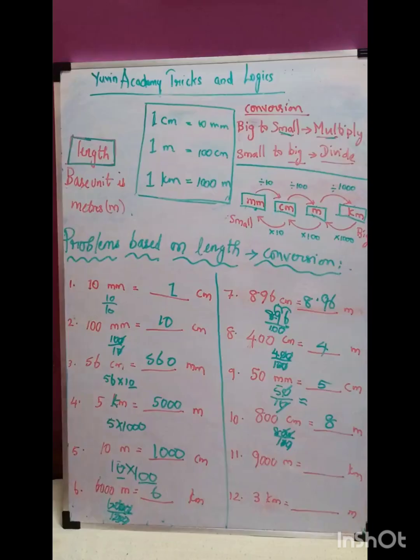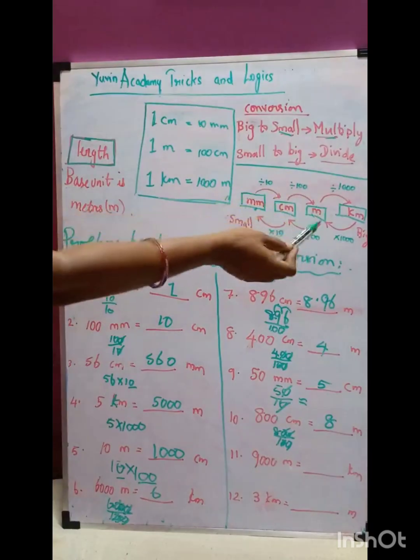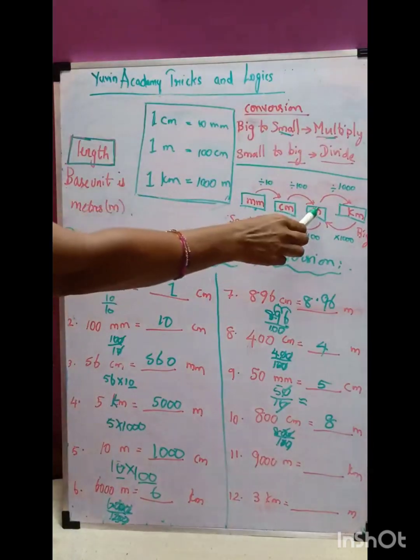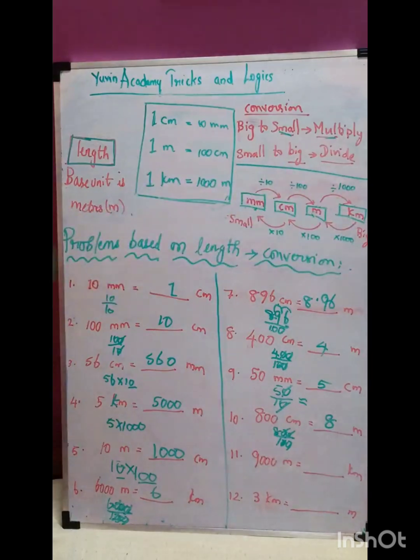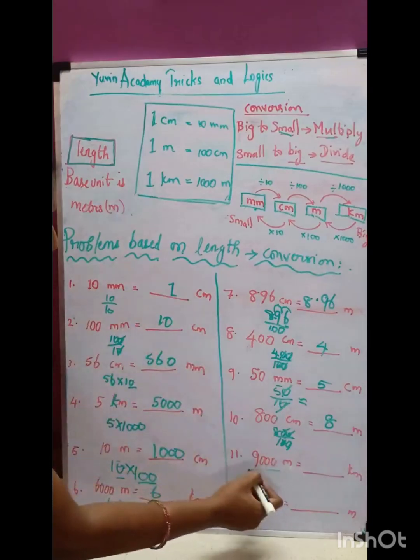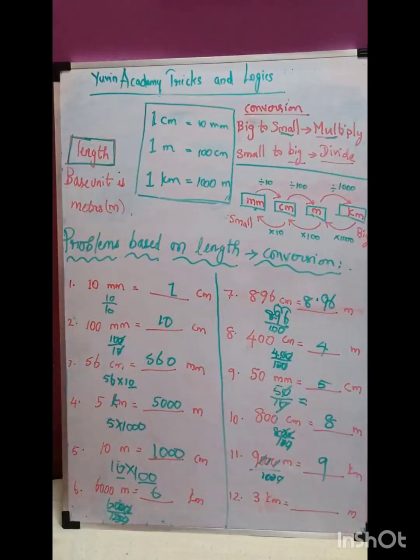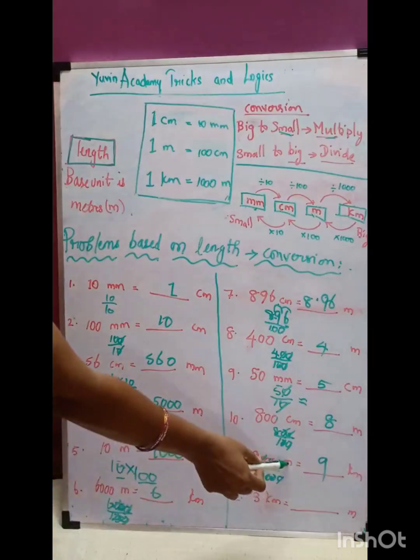The next one, 9000 meter to kilometer. Meter to kilometer means what? Divide by 1000. So the zeros get cancelled. Only 9 kilometer. Meter is small when compared to kilometer. You have to divide because it is small to big.